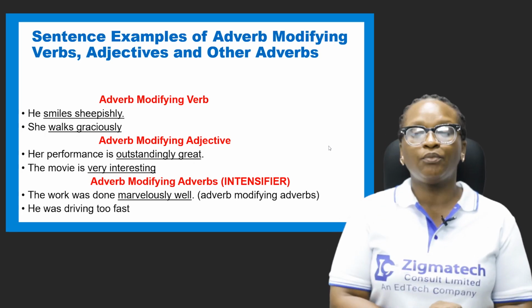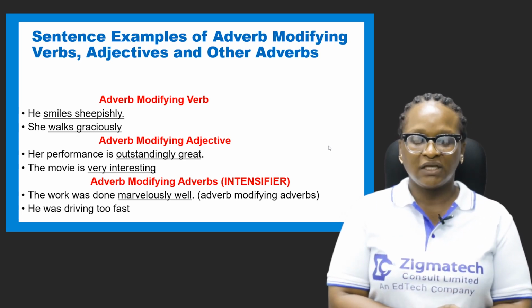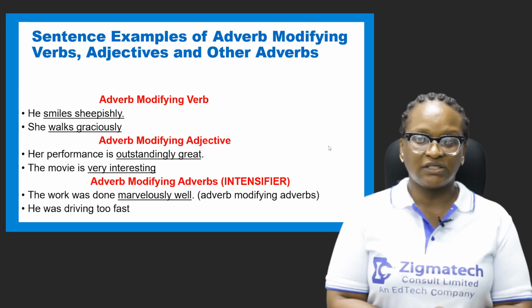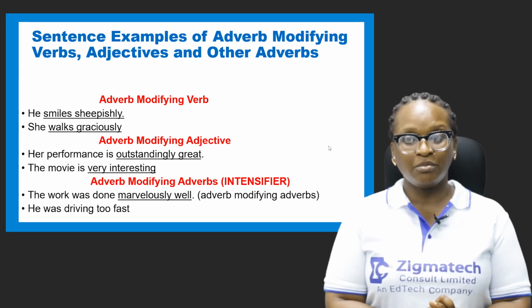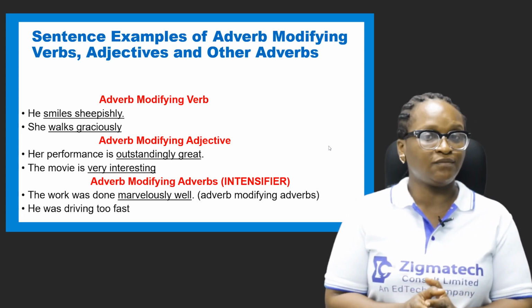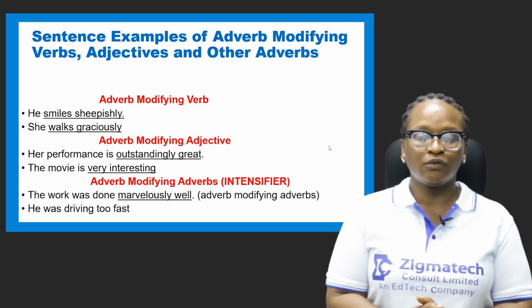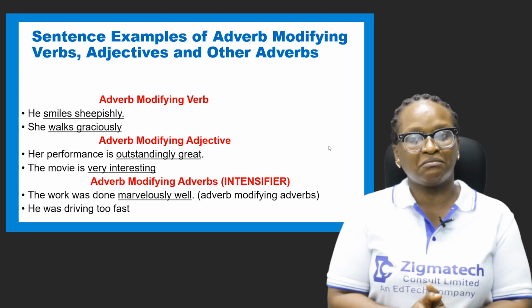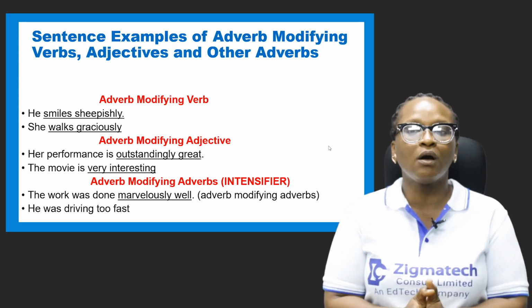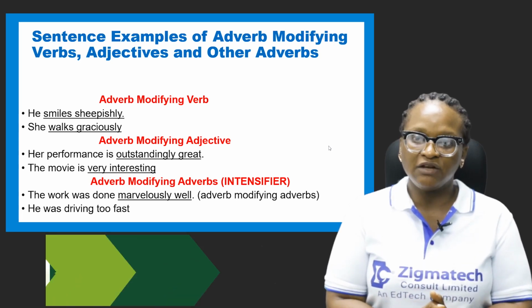Now let's look at this example of adverbs modifying verbs. The sentence says he smiles sheepishly. Smile is the verb. Sheepishly is the adverb. How does he smile? That's adverb of what? Manner. How does he smile? He smiles sheepishly. Then the second example says she walks graciously.